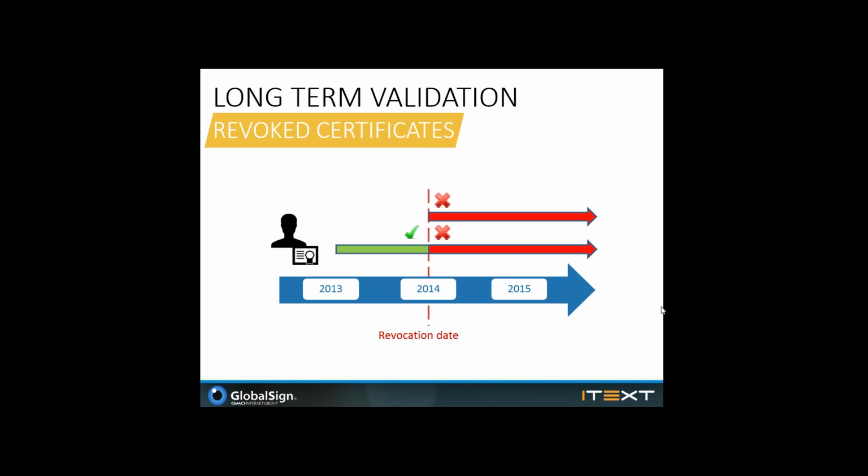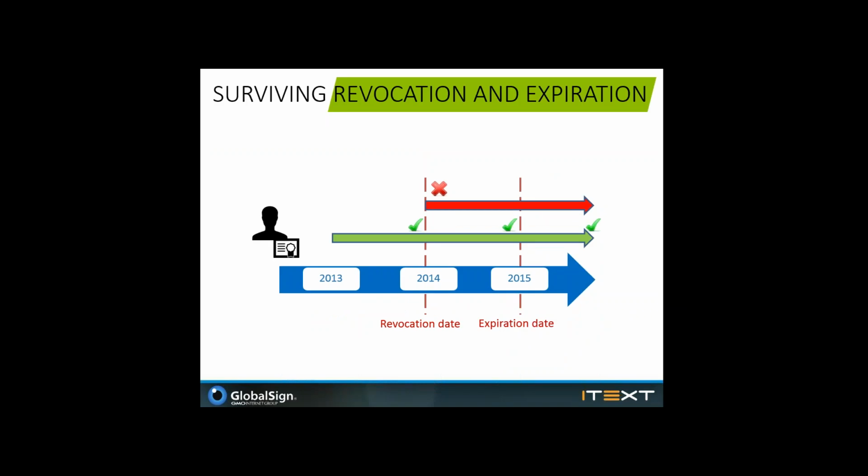Revoking a certificate will cause a similar situation. Even if the certificate was valid at the time of signing, after it's been revoked, the signature will break. So how can you survive revocation and expiration?